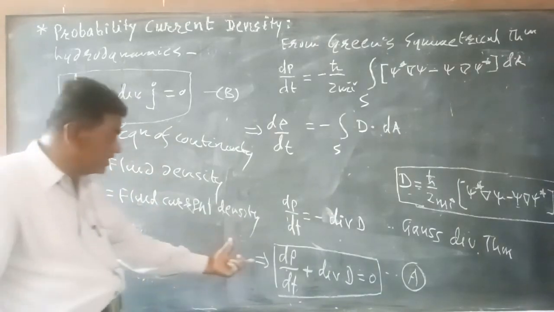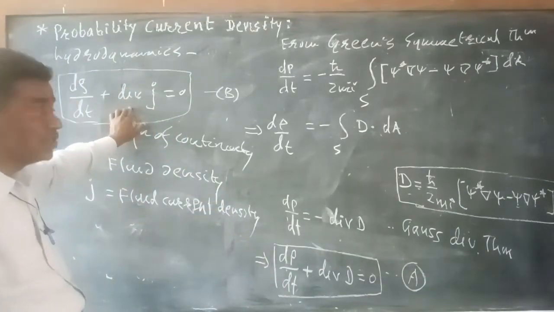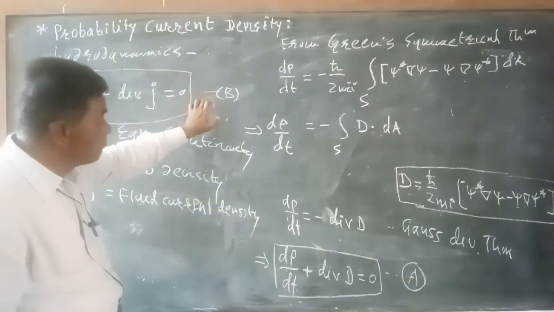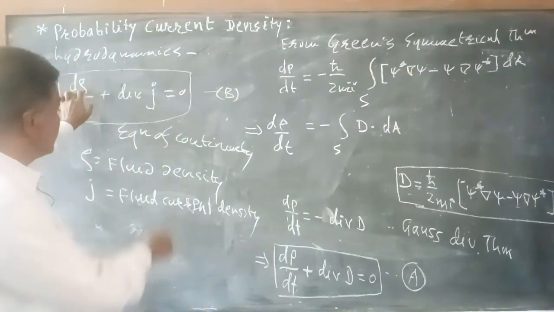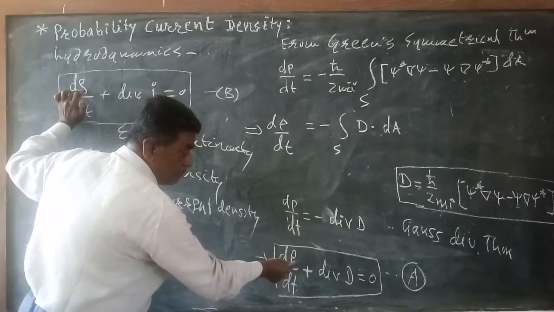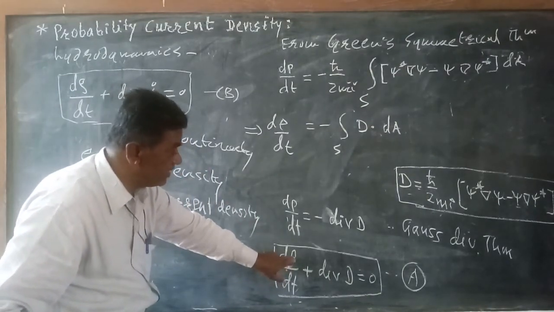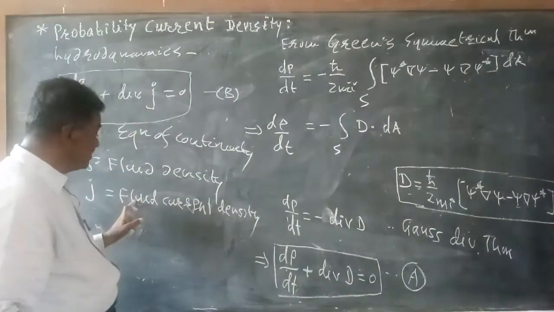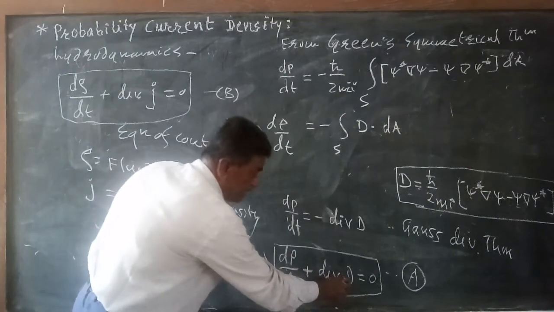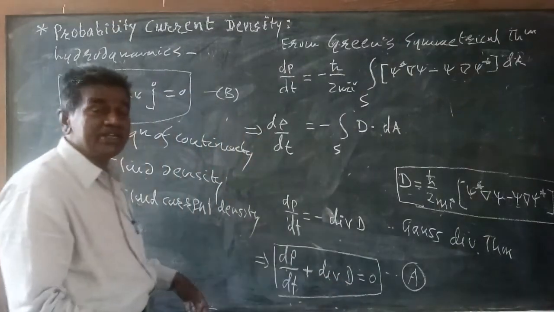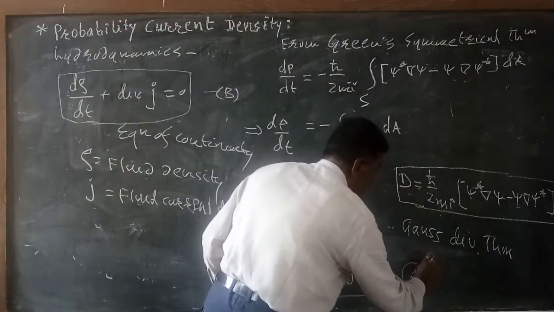Now our equation, that is equation A, is very analogous to this equation. Comparing equations A and B, it is seen that this is fluid density, so corresponding to it, P represents the probability density. While in this equation this is fluid current density, here it is the probability current density.